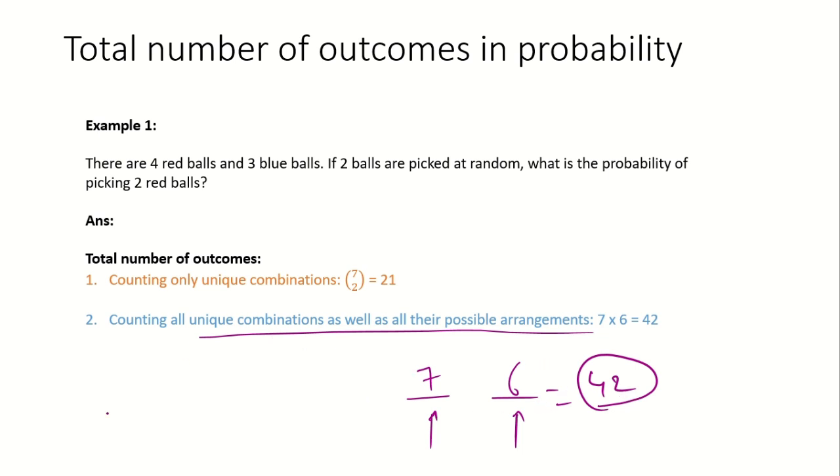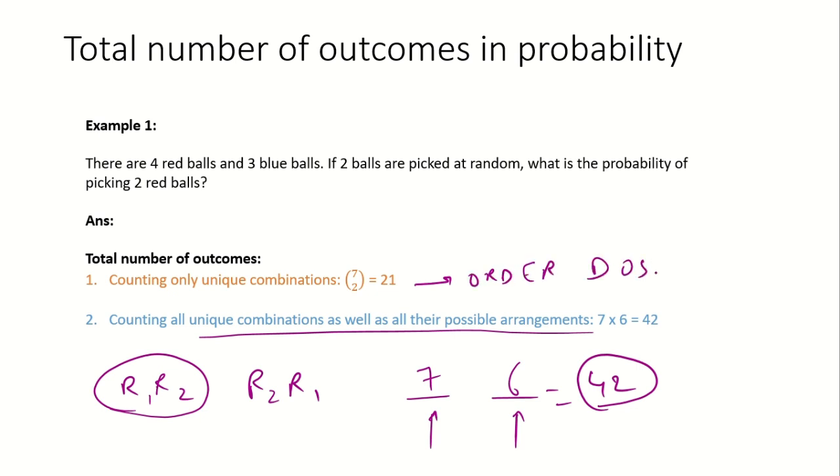In this case, R1 and R2 is counted, and R2 and R1 is also counted, whereas in the previous case, only one of the two is counted. Both the combinations are not counted. Basically, the order does not matter here, whereas in the second one, the order does matter.